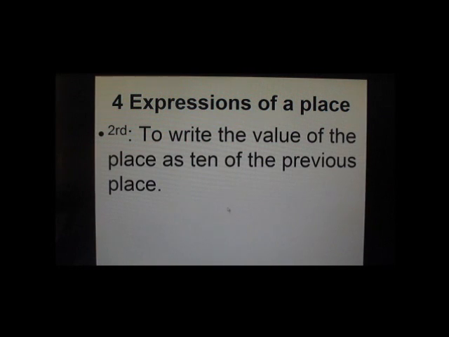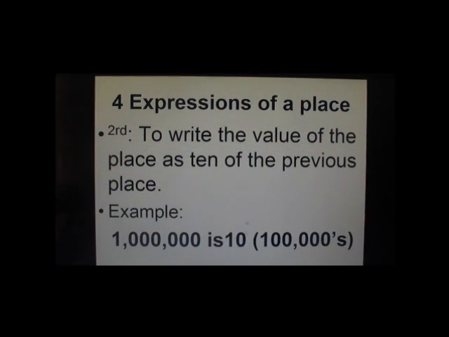Another expression is to write the place, and remember we picked millions, as 10 of the previous place. Now this is about the third time we've seen this, so do you remember what it is? What's the place just before the millions place? Right, it's the 100,000s place. So a way of expressing it is that a million is 10 100,000s. And another way of saying that would be 10 times 100,000.